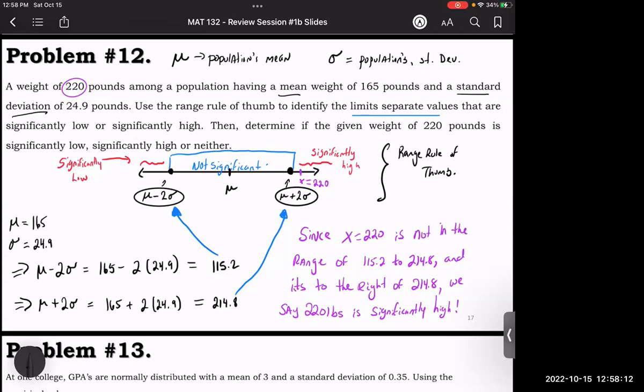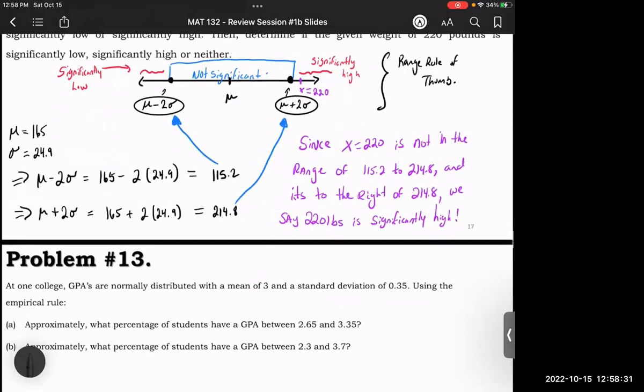Okay, let's look at problem 13. Problem number 13 is another application where we involve the mean and the standard deviation. But look at these keywords. In problem 12, it stated that we had to use the range rule of thumb. Problem number 13 is going to say something else.